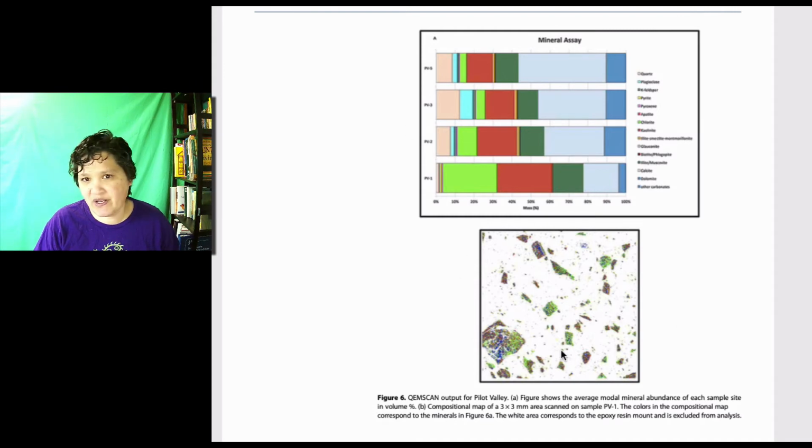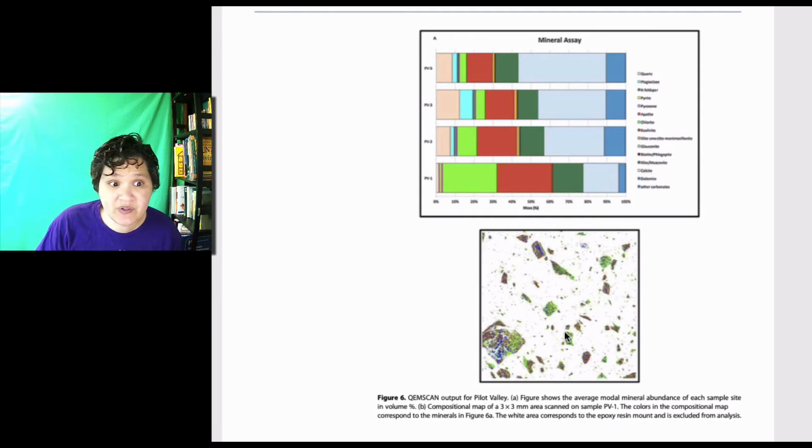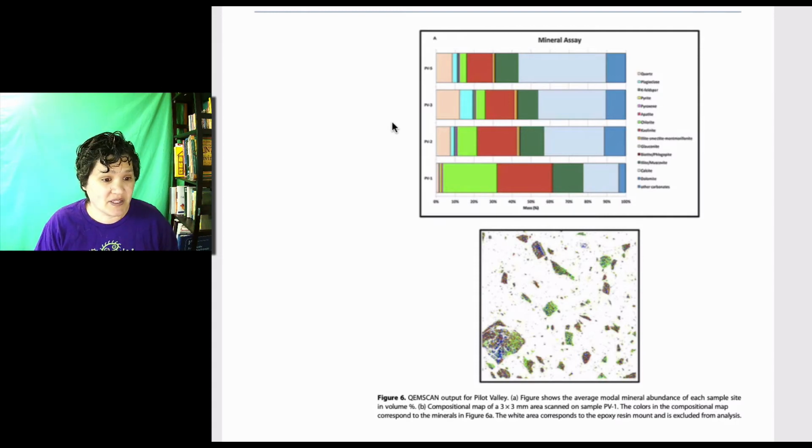There's this pretty picture down at the bottom, which was done by QEMSCAN. It's a mineralogical analysis tool. And so you can see the pictures that were taken of the minerals. But also up above is the assay that is done with QEMSCAN, which is basically a mineralogical assay technique.